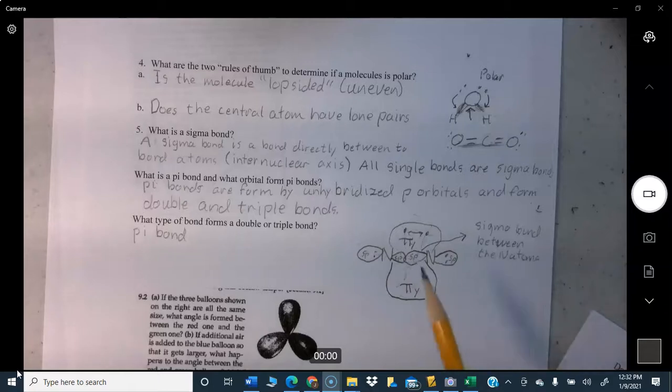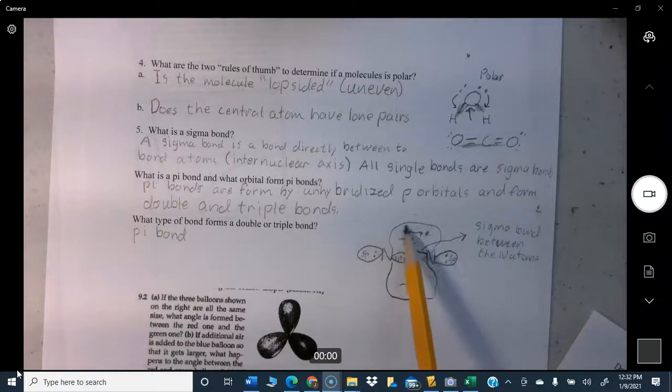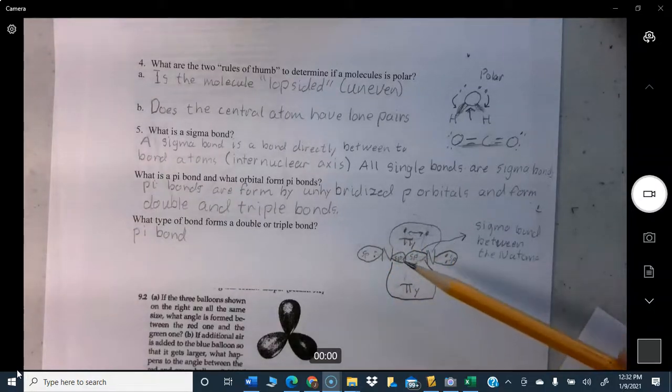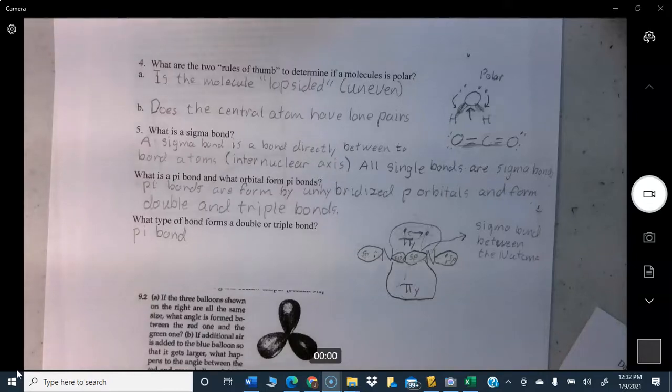So neither of these, the electrons you can see are kind of up above. They're not right between the atoms. So that's a pi bond, and that's what forms a double bond. And then the triple bond comes out and goes back in. Okay? So sigma bonds are any single bonds, and they're directly between the two atoms. All right? And then there's the answer to that.